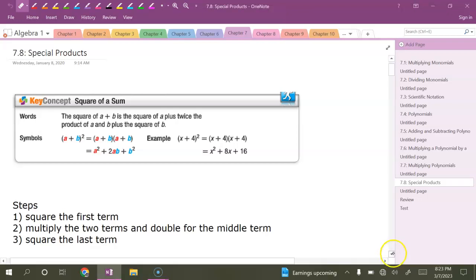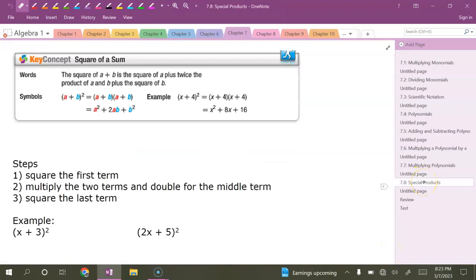You could almost consider these as being kind of like shortcuts for these types of binomials that we're multiplying. What you're going to do is square your first term. So the first thing that comes inside the parentheses, you're going to square that. Then you're going to take the 2 terms inside the parentheses. You're going to multiply them together, but then you're also going to have to double them. So you're going to have to increase it by taking it times 2 or thinking about adding it to itself. And then step 3 is to square the last term, which would be that second piece inside of your parentheses.